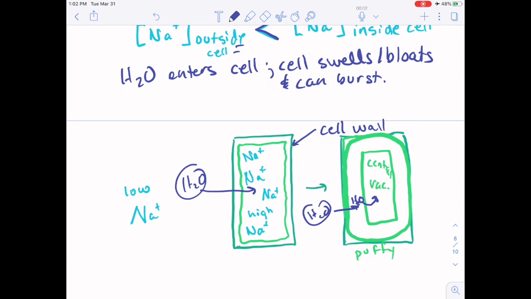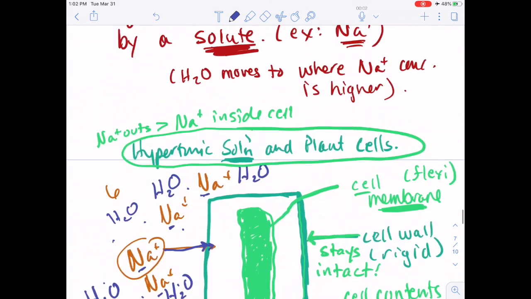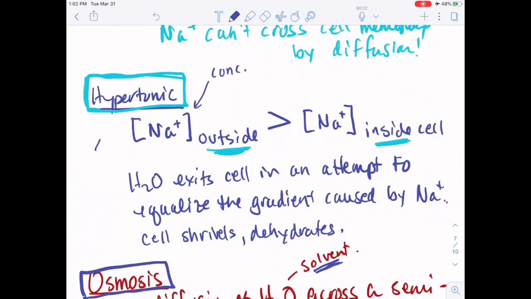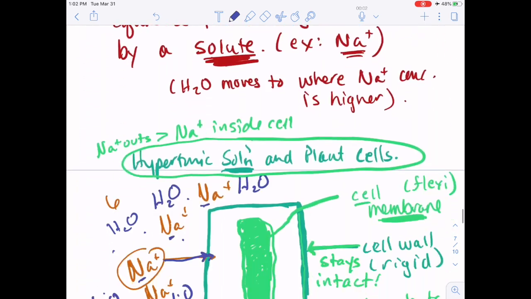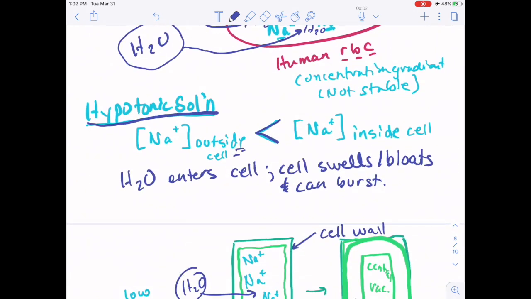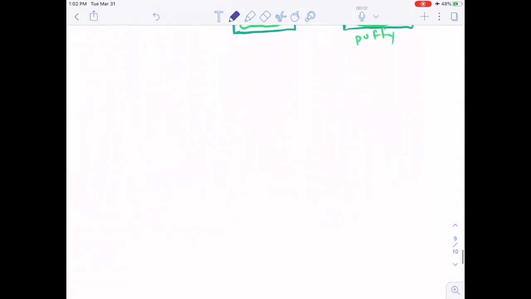All right, so we did hypertonic, back here, where the sodium concentration outside the cell is greater than the sodium concentration inside the cell. Water will leave the cell, it will dehydrate. We did hypotonic, where the sodium concentration outside the cell is less than the sodium concentration inside the cell. Water enters the cell, it could swell, it could bloat. There is a third option.